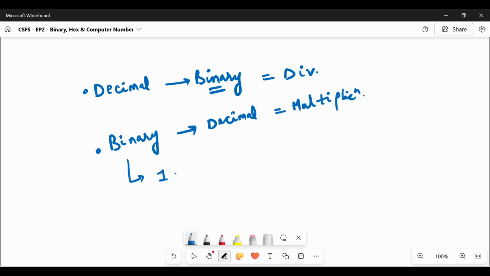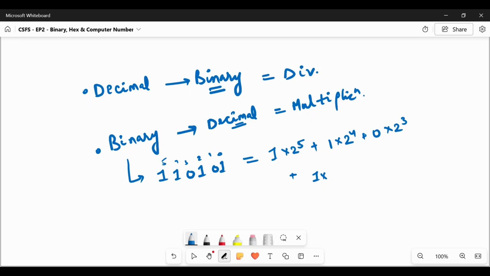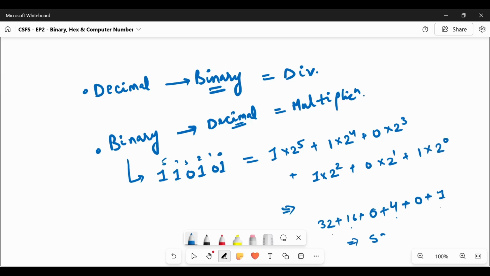I will give you an example. Like we have one binary value, so base of 2. We need to convert it into the decimal, so we will do the multiplication. The positions will be 0 1 2 3 4 5, up to 2 to the power 5. 1 into 2 to the power 5 plus 1 into 2 to the power 4 plus 0 into 2 to the power 3 plus 1 into 2 to the power 2 plus 0 into 2 to the power 1 plus 1 into 2 to the power 0. That is 32 plus 16 plus 4 plus 1. So this will become 53. So this is how you convert a binary value into decimal.